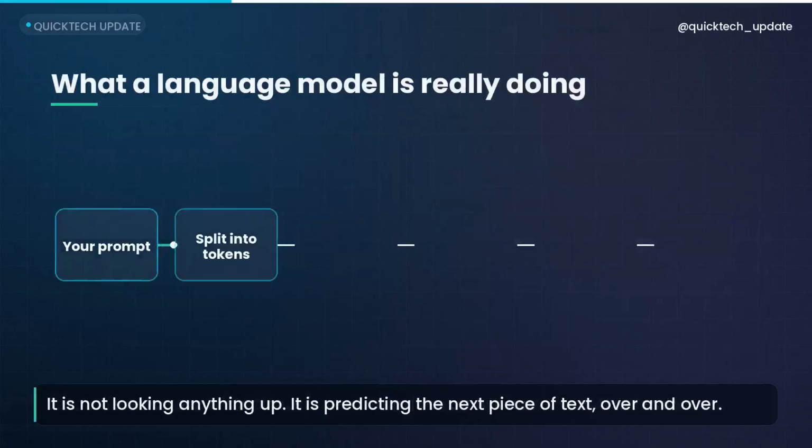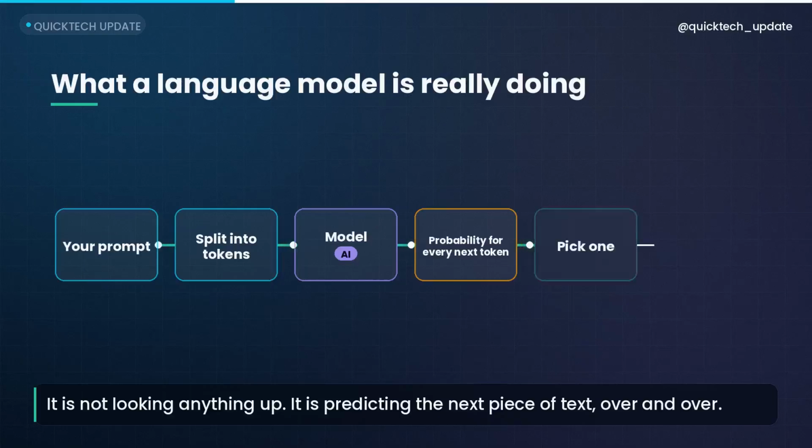So, what is a language model really doing? Your prompt gets split into tokens, roughly, pieces of words. The model produces a probability for every possible next token. One gets picked. Then it does the whole thing again. That's it. It is not looking anything up. It is predicting the next piece of text over and over.